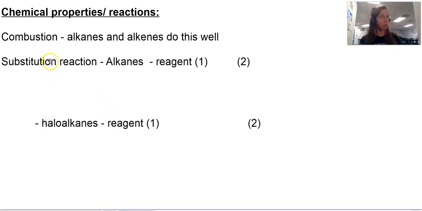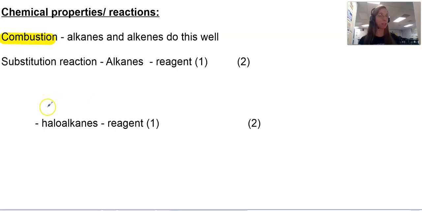So I've organized it here by type of reaction. A combustion reaction is one that you already know from the energy unit. Alkanes and alkenes, we saw lots of those in the energy unit when we were talking about combustion. They undergo combustion very well. Haloalkanes, not really. Some do, but some don't. So let's not worry about haloalkanes for combustion because it's a bit confusing.